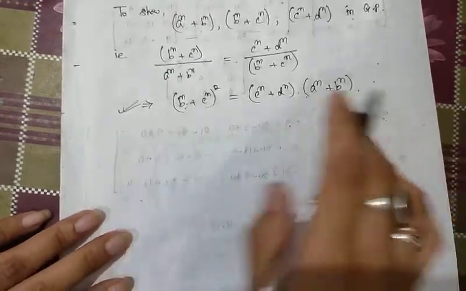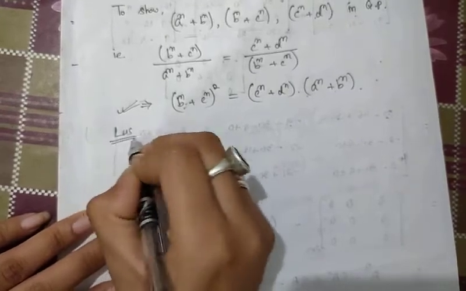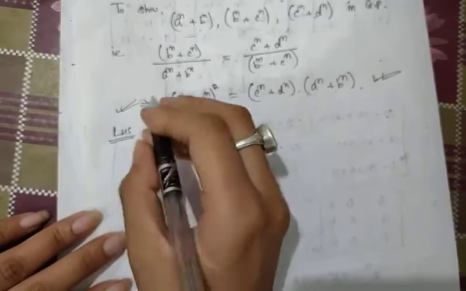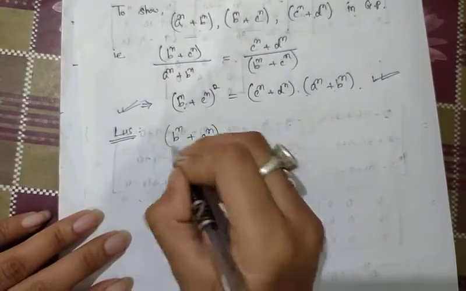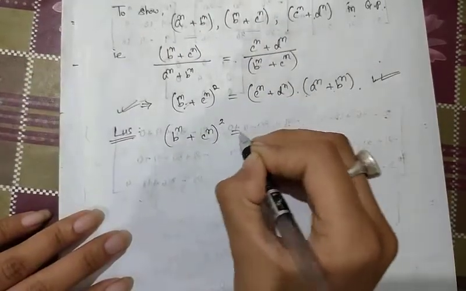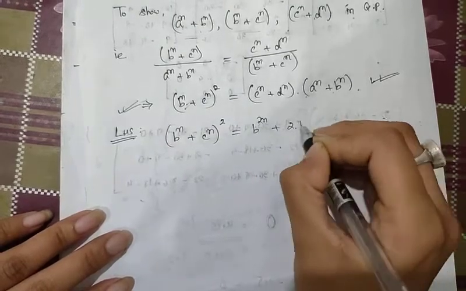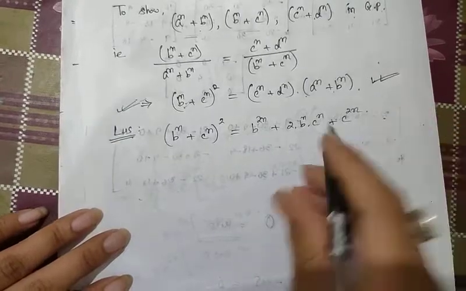So we'll take our left hand side first. We'll prove this, that means this is equal to this. So what is our left hand side? b to the power n plus c to the power n whole square. So break it by the formula: b to the power 2n plus b to the power n into c to the power n plus c to the power 2n.